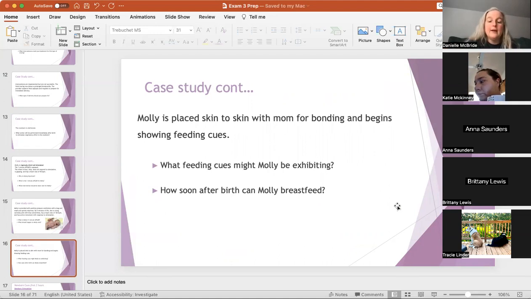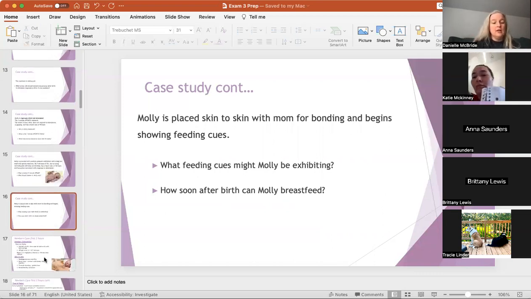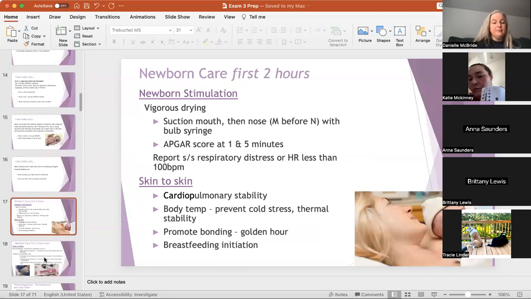Rooting. Okay, good. What else? Sucking on hands and fingers. Mouthing. Good. She might even crawl up to her mom's breast. She might, yeah. Awesome. All right, how soon can Molly breastfeed? Immediately after birth. Yeah, she could breastfeed now. Good job.